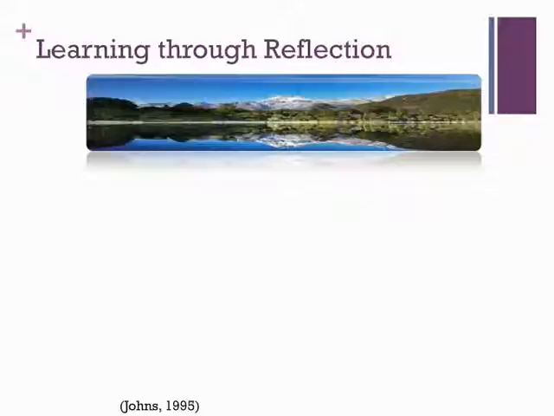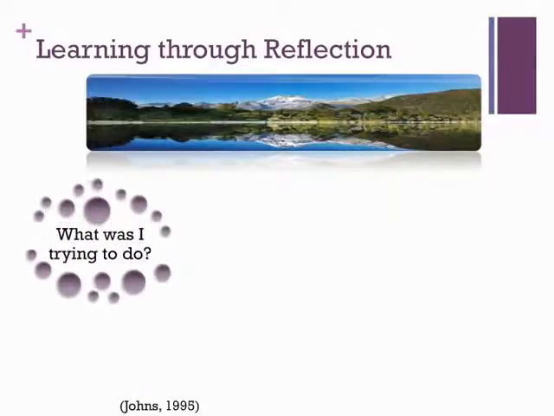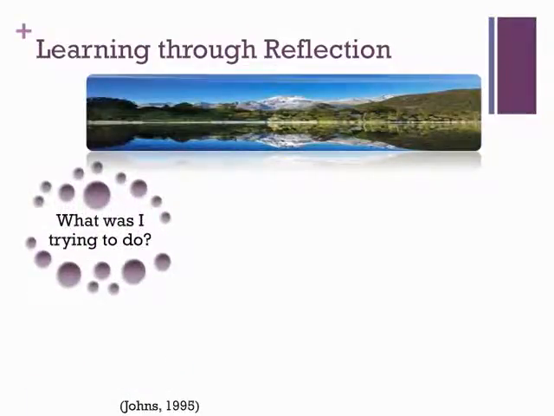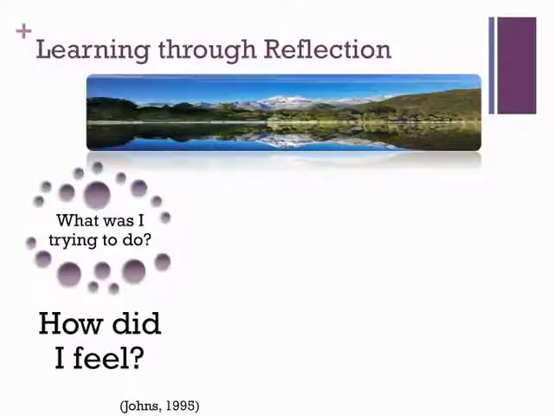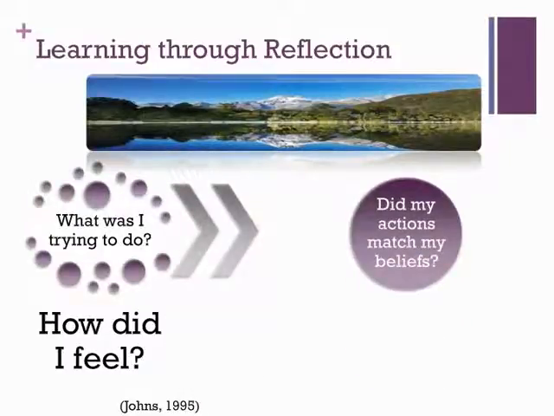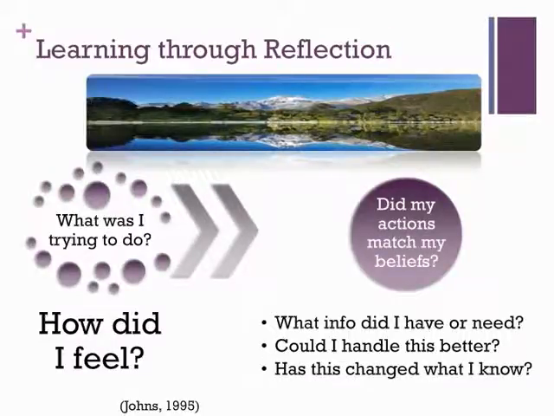Going back to Johns's article, some of the clue questions that he talks about are things like, what was I trying to achieve? How did I feel in the situation? How did my actions match with my beliefs? What knowledge did or should have informed me? And then how does this connect with previous experiences? Could I have handled this better in similar circumstances? Has this changed my way of knowing?